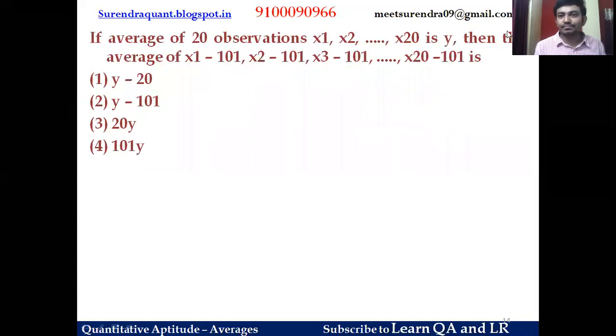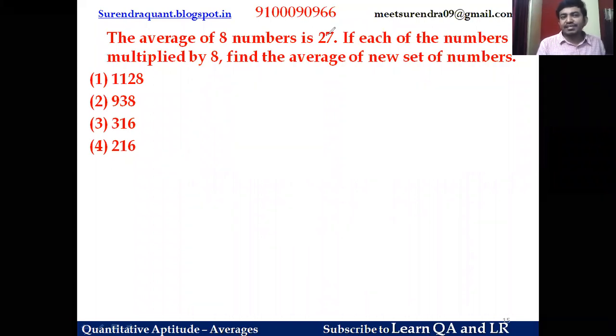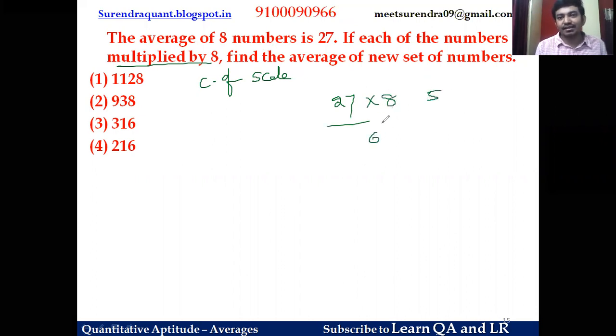Next question. The average of 8 numbers is 27. If each of these numbers is multiplied by 8, find the average of the new set of numbers. Friends, if every element is multiplied by 8, which is called change of scale, then in the same proportion, average also changes. So initially average is 27. If every element is multiplied by 8, average is also multiplied by 8. So 8 7s are 56. 8 2s are 16, plus 2 is 18... so 216 is the new average.